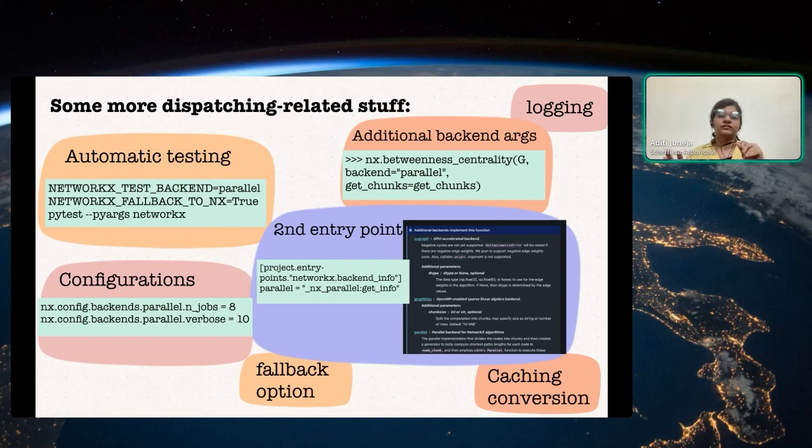So we provide testing facilities also, and you can also have documentation for your backend, and also there is very basic logging, and caching conversion. Basically, sometimes for NX graphs, the time it takes to convert a NetworkX graph into a NX graph is a lot, so we do that caching also.